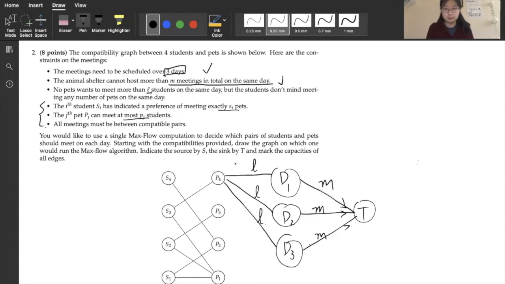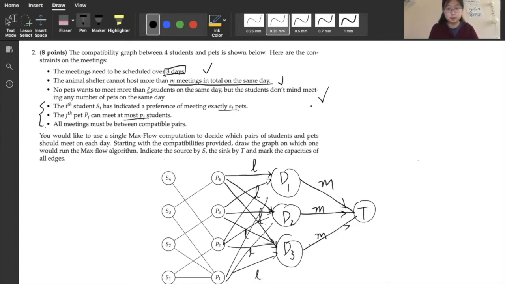So I put these, and what this tells us is, again, every unit of flow to the right means a meeting. And I want all of my meetings of P4 to satisfy the condition that, on a particular day, you don't meet more than L students. So again, I can do the same thing for each of the pets, right? And you just put an L on each one. All right, so this is also satisfied.